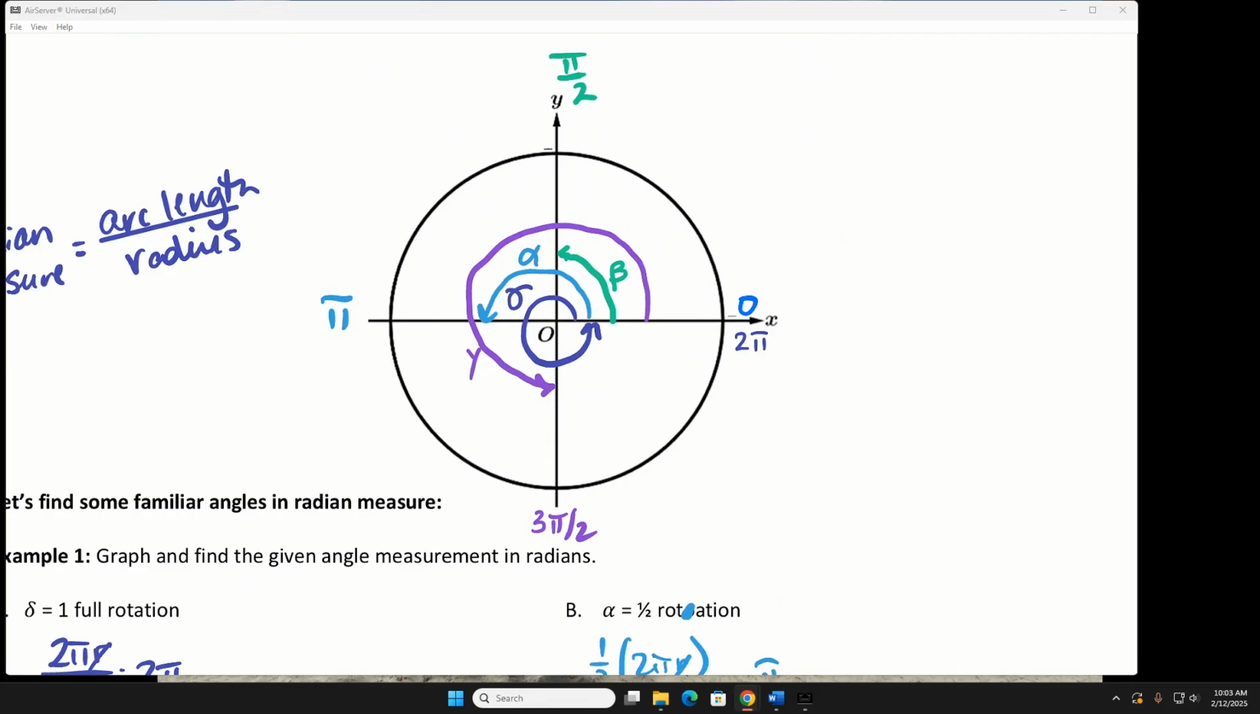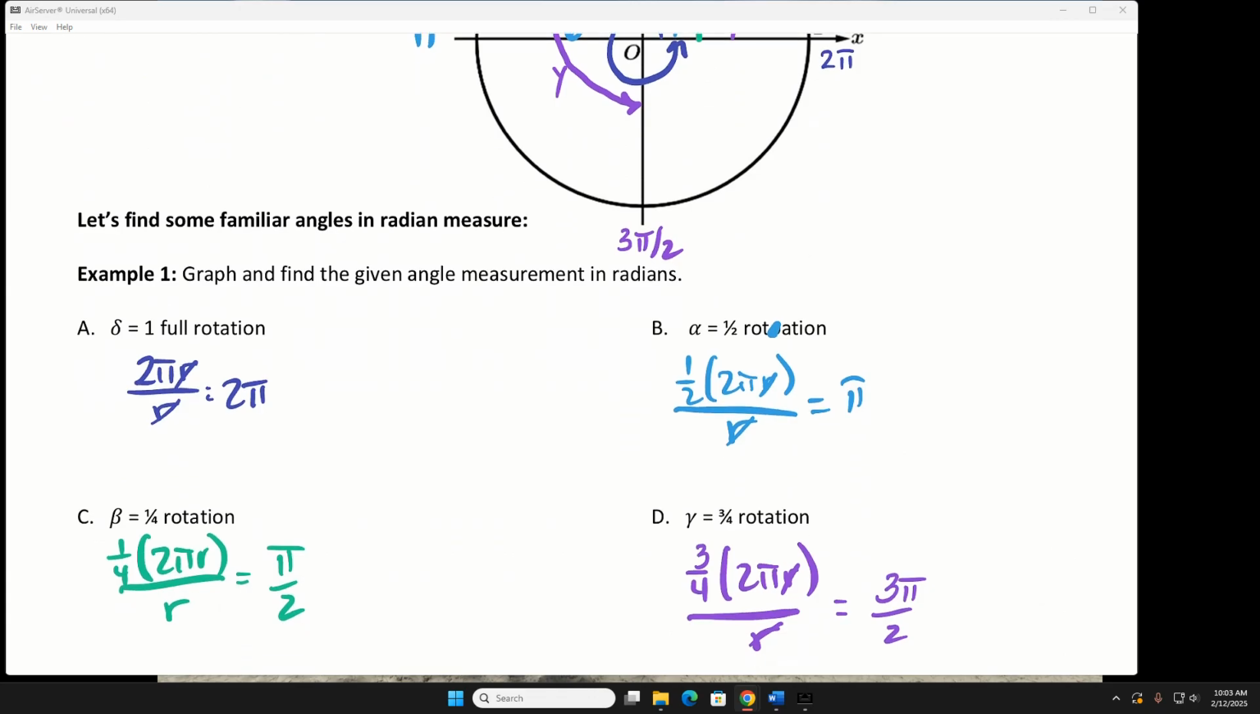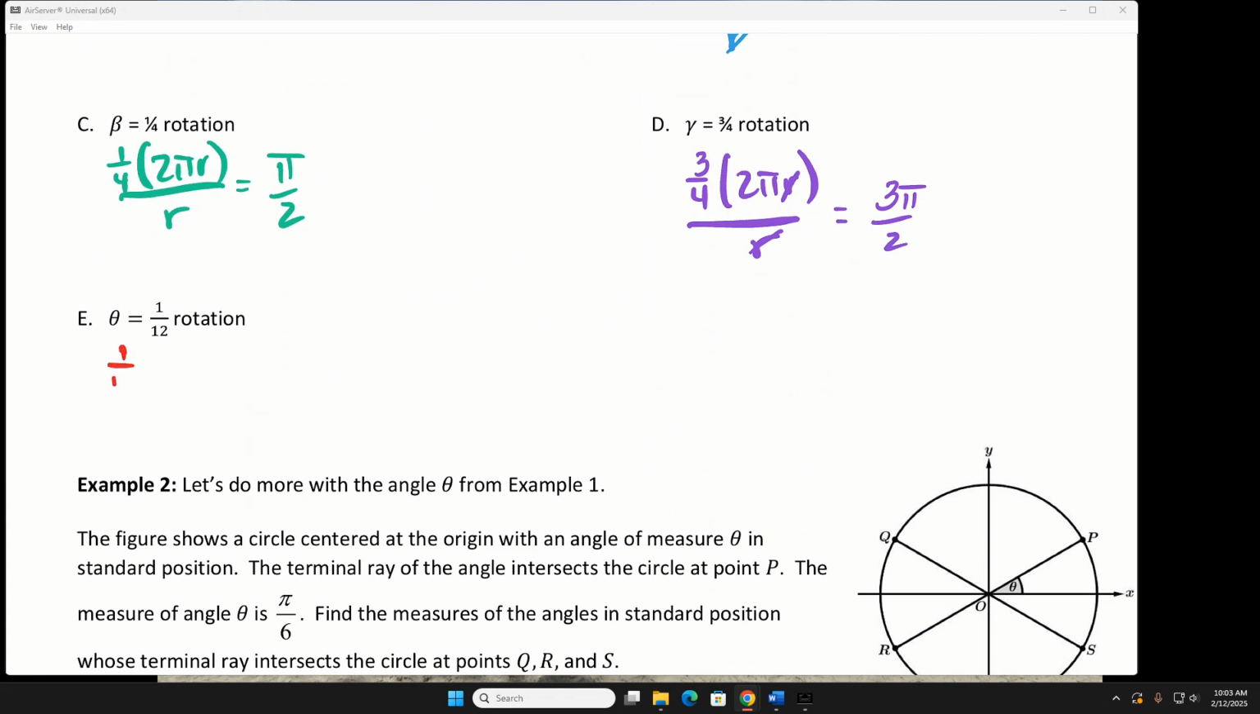Maybe not. All right, but a 1/12 of a rotation is a little more difficult. So let's figure out what a 1/12 of a rotation is. Let's see. I need some more color, so I'll make that one red. All right, so we're going to do a 1/12 of 2 pi r. So again, the r's cancel out, and you basically get 2 pi over 12. And what does that reduce to?